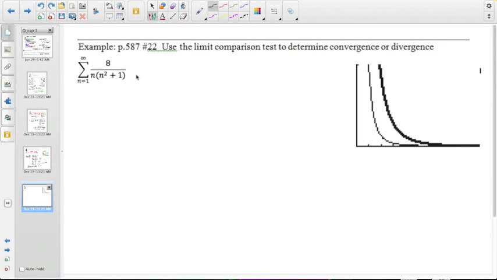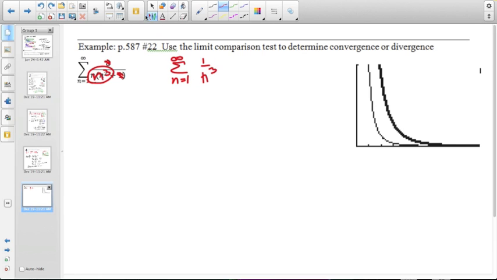In this example, we have the series 8 over n times the quantity n squared plus 1. When we look at this, if we distribute the n here, we really get an n to the 3rd power. And again, these constants can kind of drop off. So we're going to strip this one down and just call that 1 over n cubed, and that's what we'll compare it to.